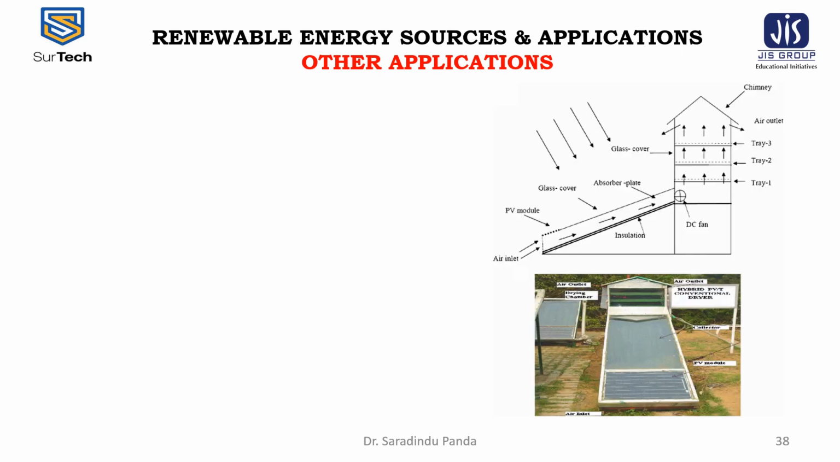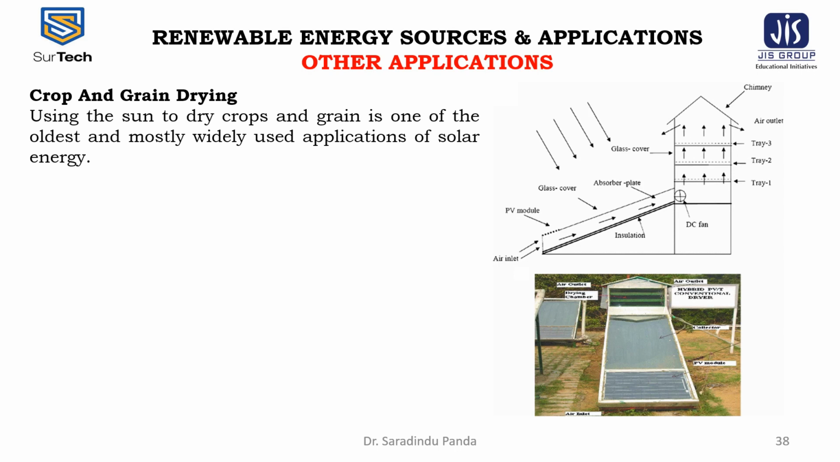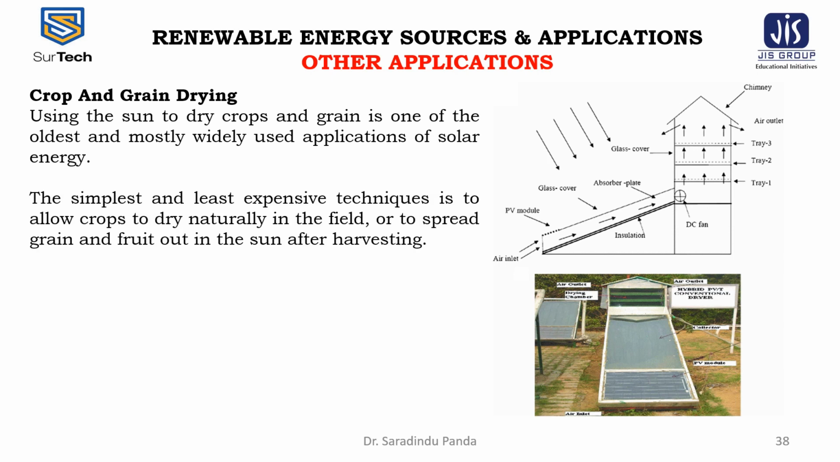Now the other applications, that is the crop and grain drying. Using the sun to dry crops and grain is one of the oldest and most widely used applications of solar energy. The simplest and the least expensive technique is to allow the crops to dry naturally in the field or to spread grain and fruit out in the sun after the harvesting.